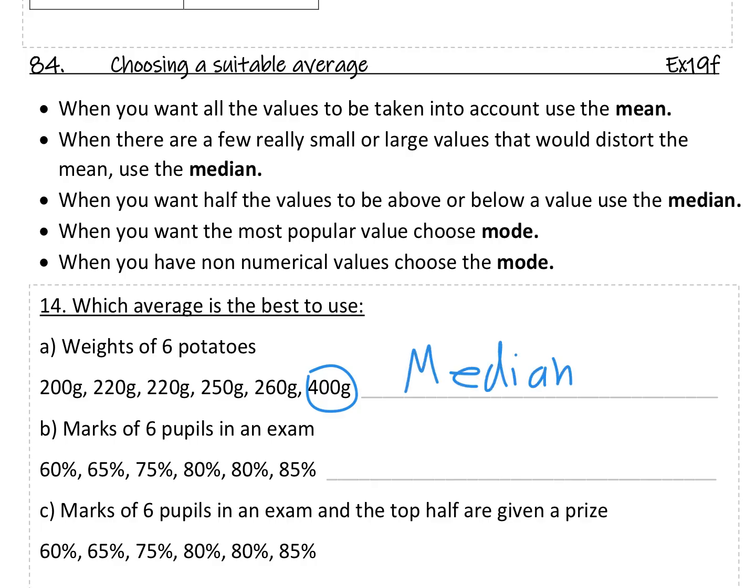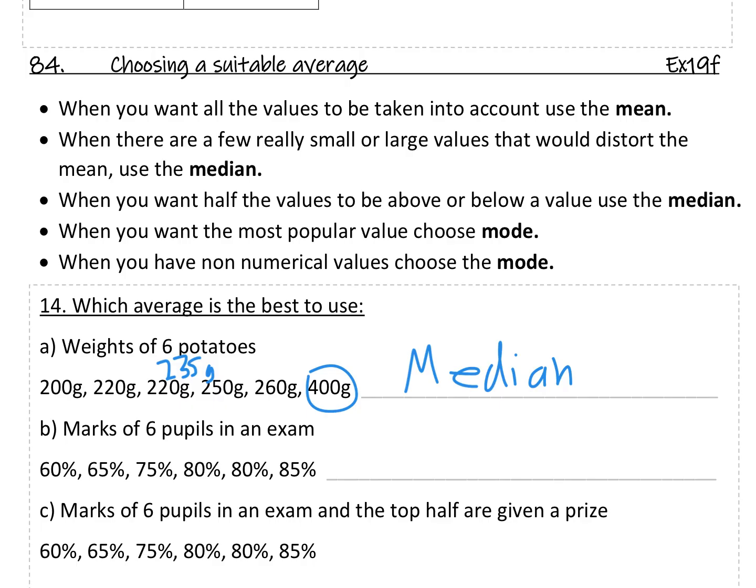So with that in mind, I would be inclined to choose the median. Because what is the median? It's the middle one, which would be 1, 2, 3, 4, 5, 6. In between these 2, it would be 235, and I think that would be a good weight to say the average potato is 235 grams. If you added all those up and divide by 6, I think you would end up with a number around 300 or maybe 280, which is actually a number higher than most of the potatoes.